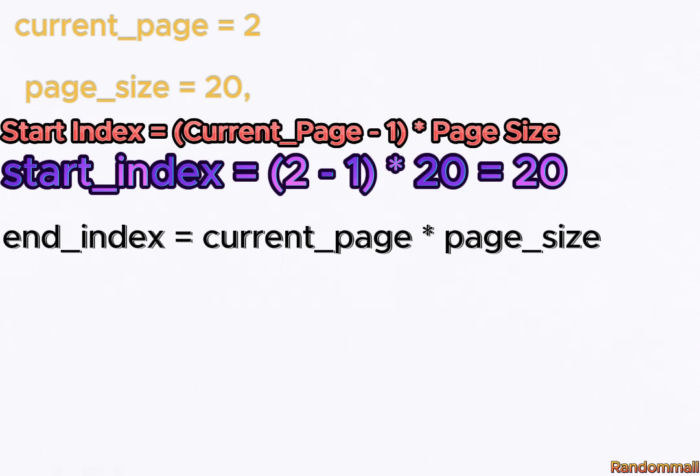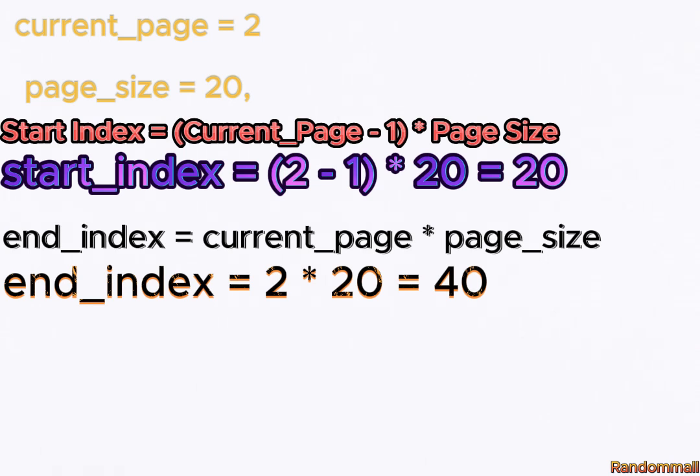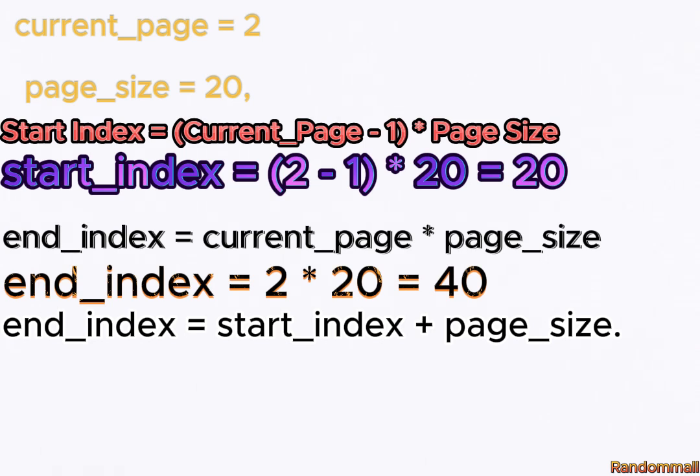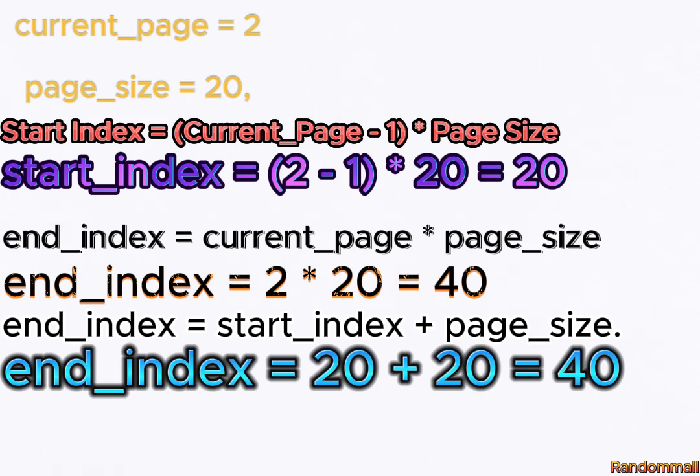That is, the end index is equal to 2 times 20, which is 40, or you can say the end index is the start index plus page size. That is, 20 plus 20 is equal to 40.